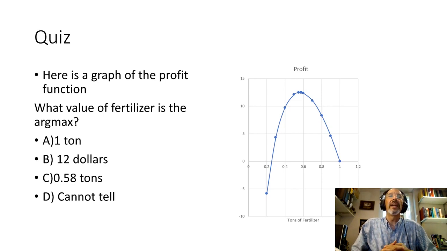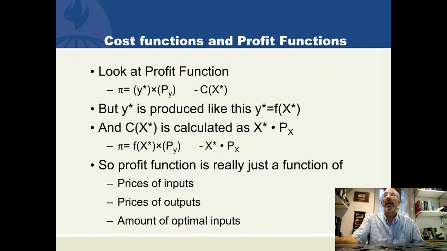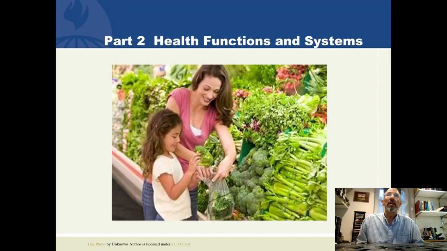So of course, the right answer is the argmax is the amount of fertilizer that goes on the horizontal axis, leading to the maximum amount of profit, which would be right around here at about 0.58 tons. So the correct answer is C, 0.58 tons. Now let's go on and study how we apply these functions in health systems.